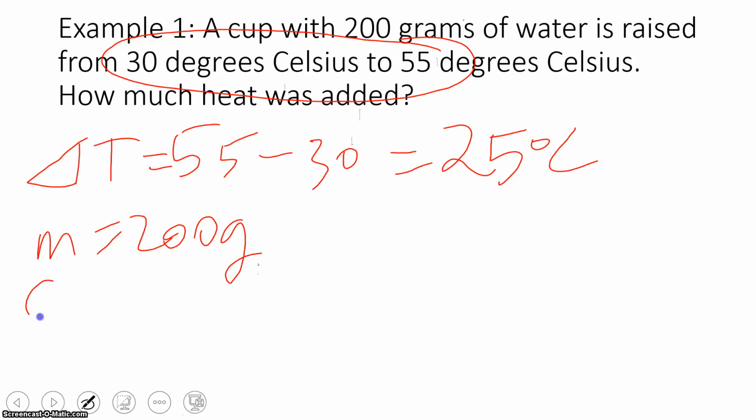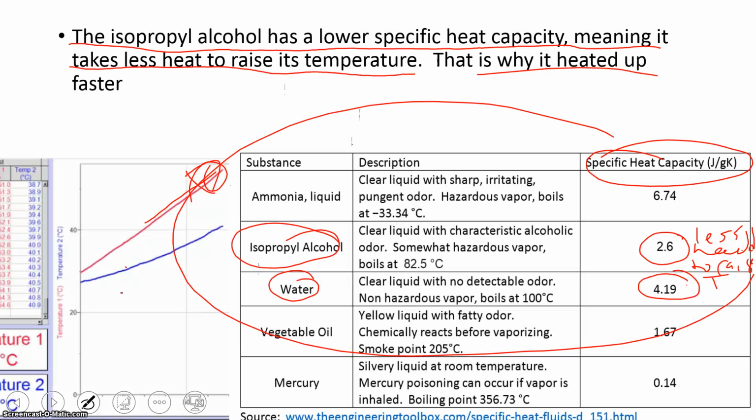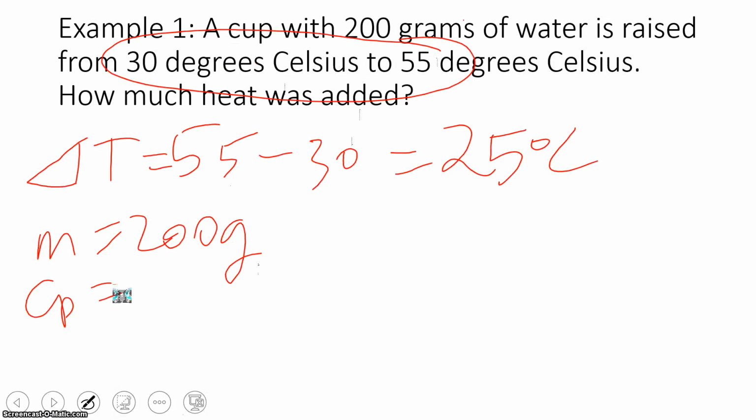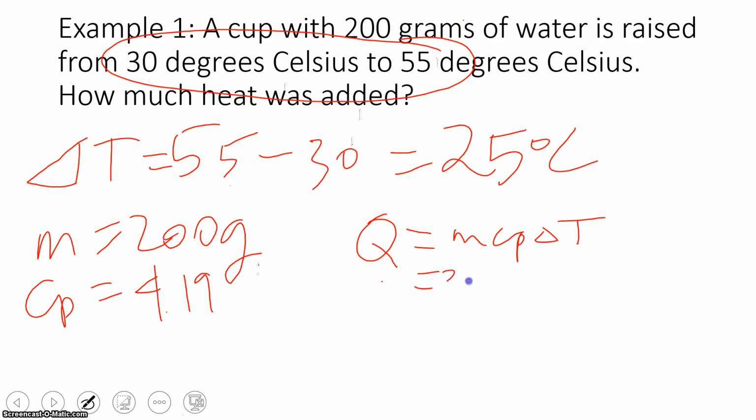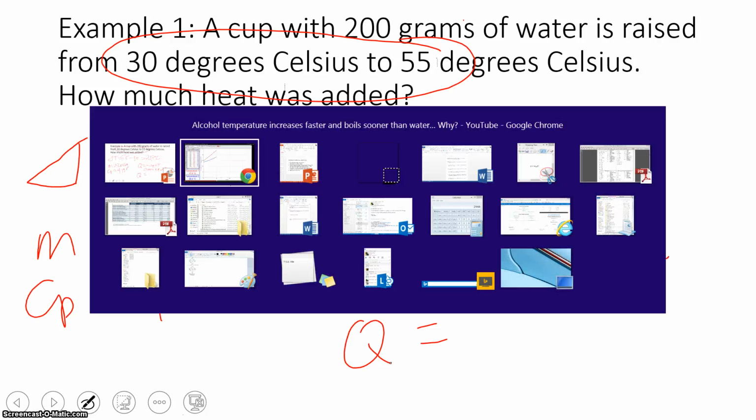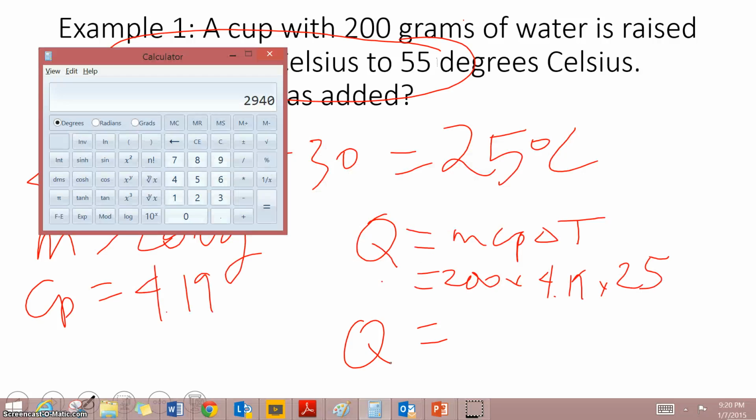It's water, so we know that the Cp of water is 4.19. So how much heat was added? It wants to know what our Q value is. So Q equals m Cp delta T. Q equals m, which is 200, times Cp, which is 4.19, times delta T, which is 25. And I hope you're doing this along with me. So then Q equals all those numbers multiplied together. I get out my calculator here.